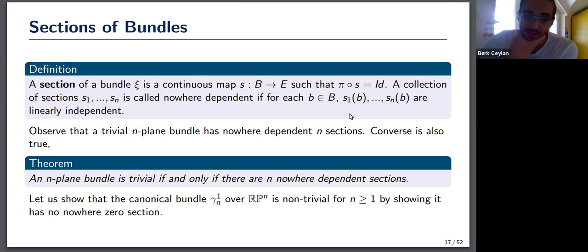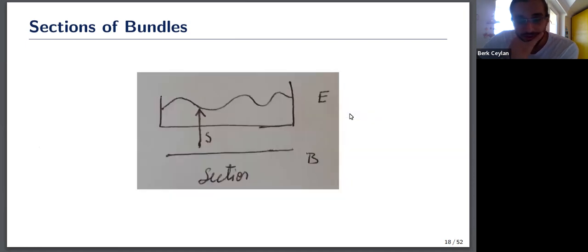Now we will study the canonical line bundle over RP^n. We will study sections of the canonical line bundle over RP^n to show that these bundles are non-trivial for every n. This is a picture of a section.